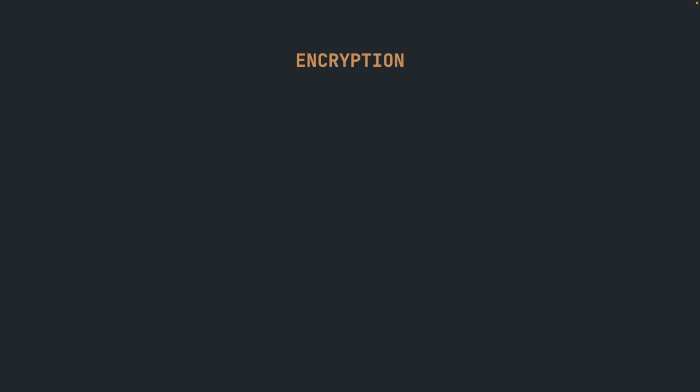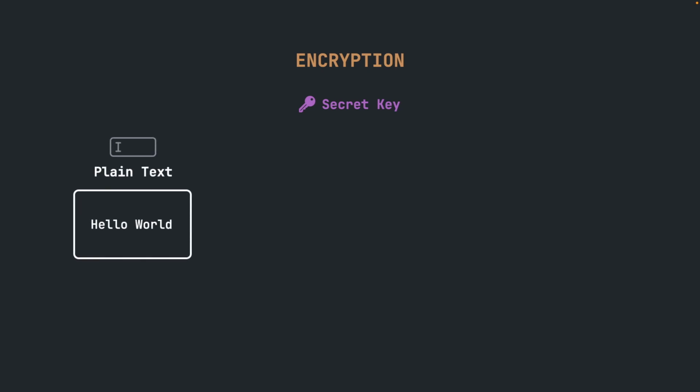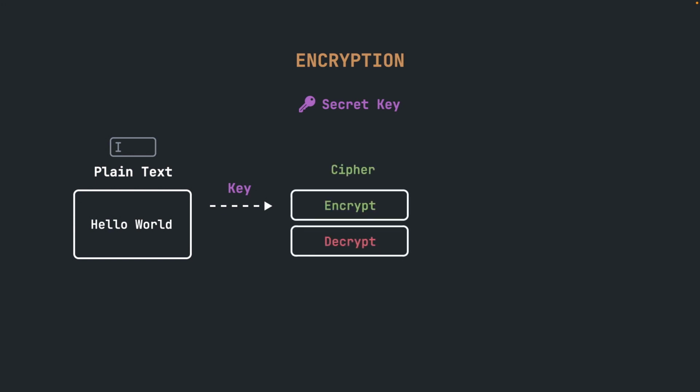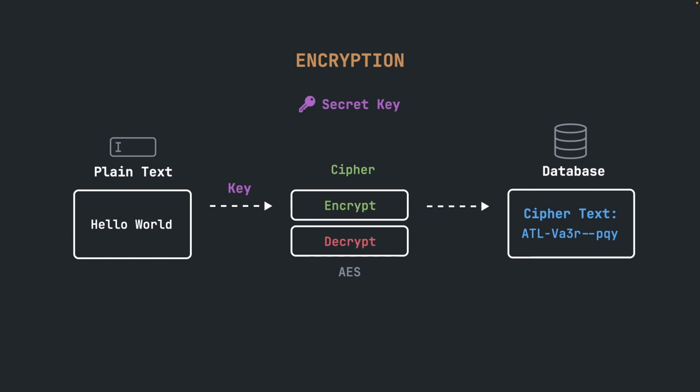With encryption, we first create a secret key. With this key, we will encrypt the original text, also called plain text. The algorithm to encrypt and decrypt is called a cipher. A widely used cipher, for example, is AES, which stands for Advanced Encryption Standard. Then the encrypted text, called the ciphertext, is stored in a database. To decrypt the ciphertext, we need the same secret key, so this key needs to be stored in a secure location. When we use the same key for encryption and decryption, we call it symmetric encryption.